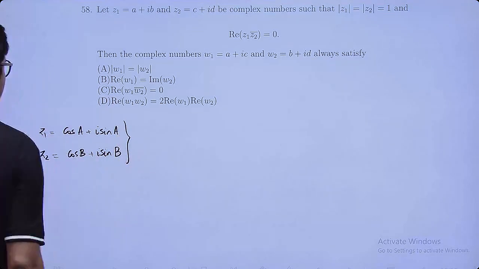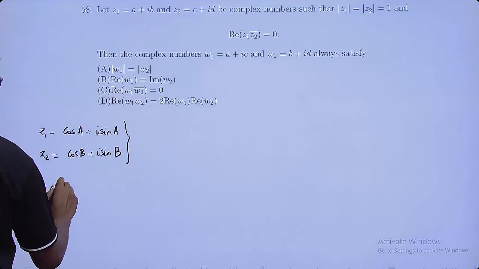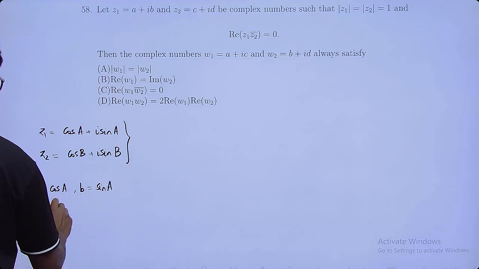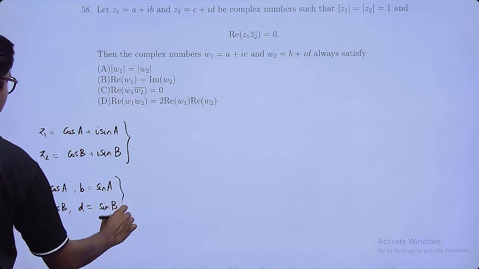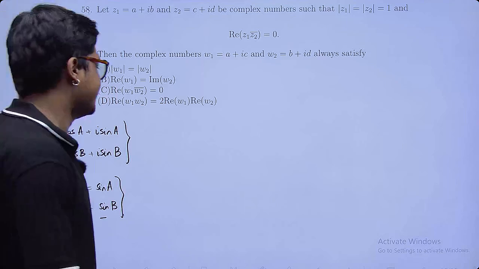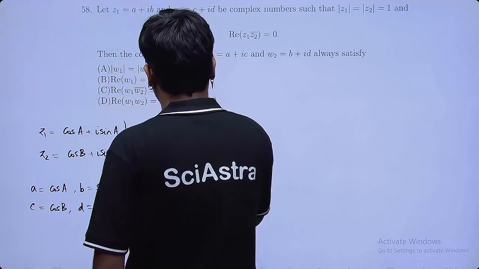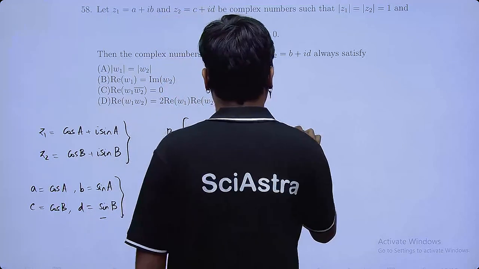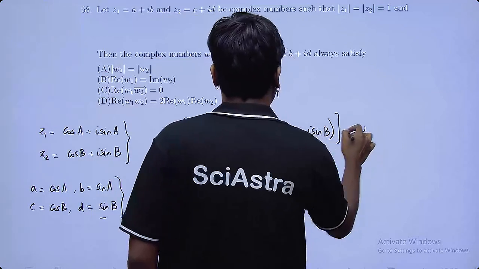Which means if I relate it with the values given, a is equal to cos A, b is equal to sin A, c is equal to cos B, d is equal to sin B. It's also given that the real part of Z1 times Z2 conjugate is equal to 0. What is Z1 times Z2 conjugate? Sorry, real part of this, right? The real part of (cos A plus i sin A) times (cos B minus i sin B). This quantity is 0. What is the real part of this?